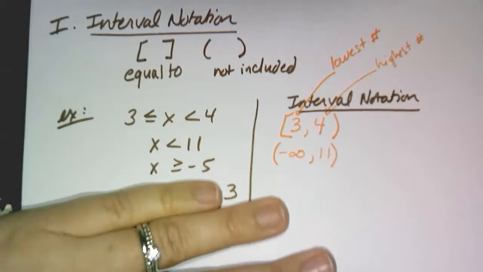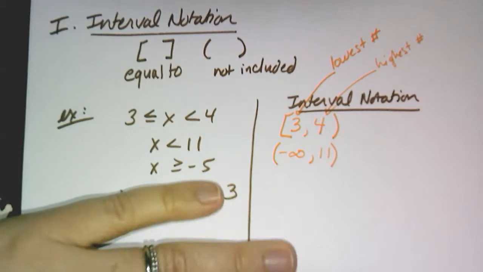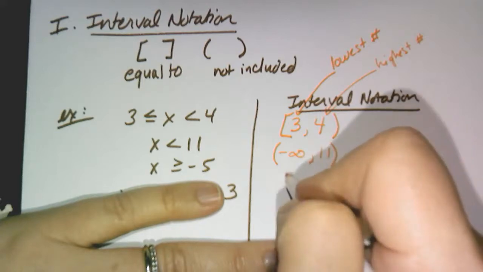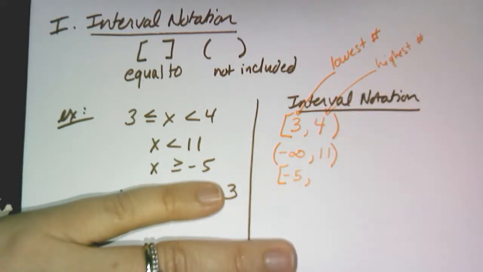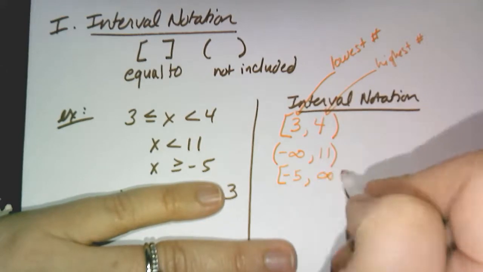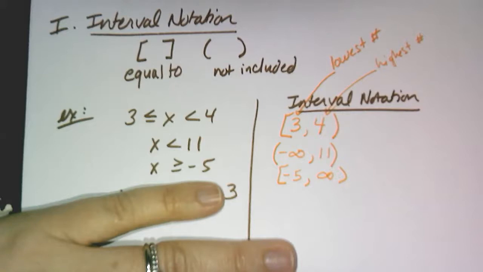What about this one? What's the lowest value that X could be? Negative 5. Including it or not including it? All the way up to what's the highest that X could be? Positive infinity. All right, and then one more.